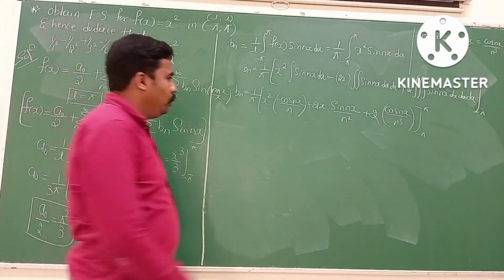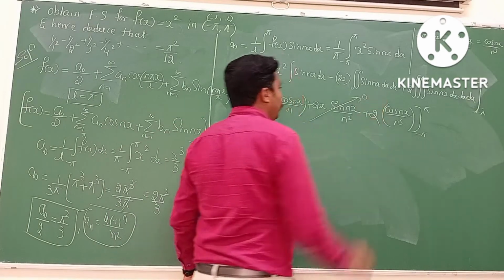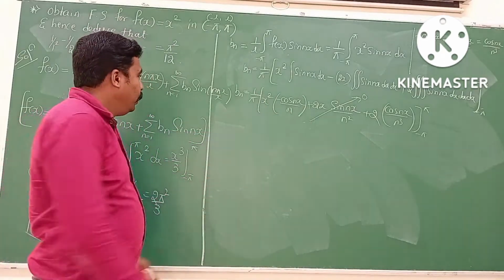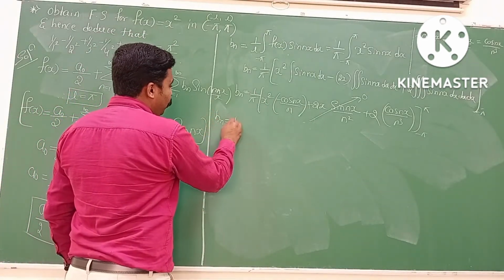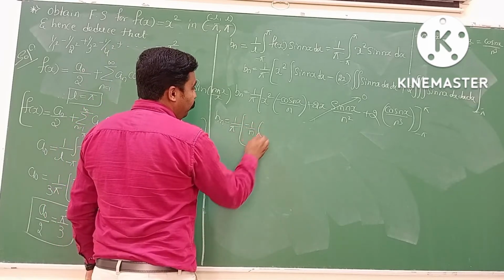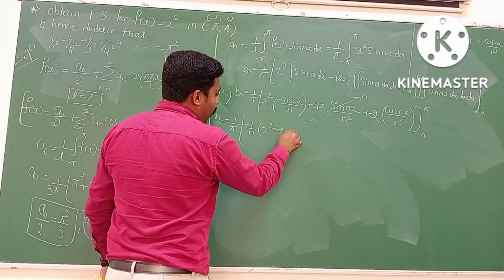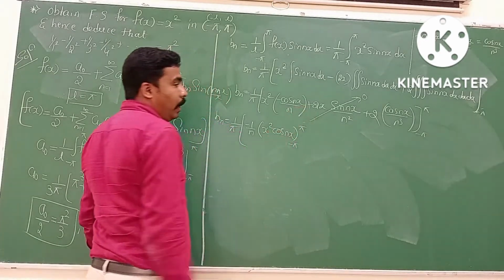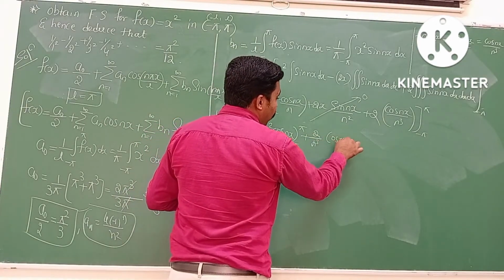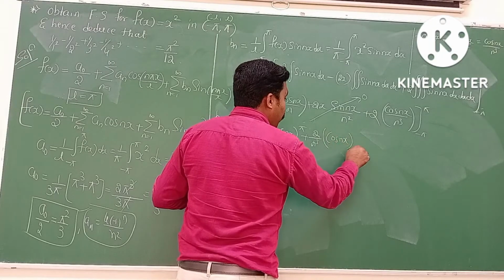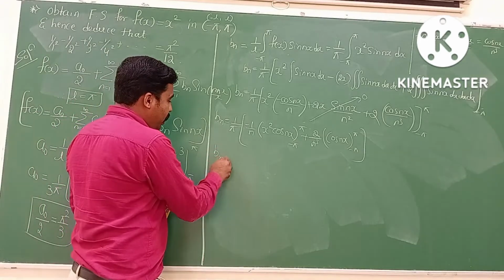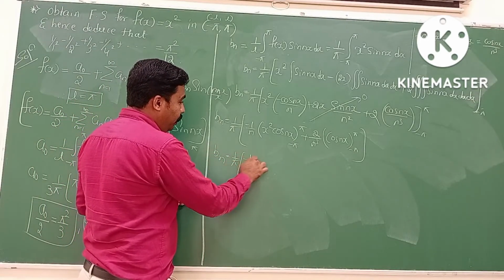Again, as usual I told you, when sin comes you can directly write 0. And since 2 terms are there, you can apply the limits separately. So what happens now? Bn equals 1 by pi outside the bracket. This minus 1 by n I write here. So x square cos nx from minus pi to pi, plus 2 by n cube cos nx from minus pi to pi. This is another limit. So what happens? Bn equals 1 by pi, minus 1 by n.